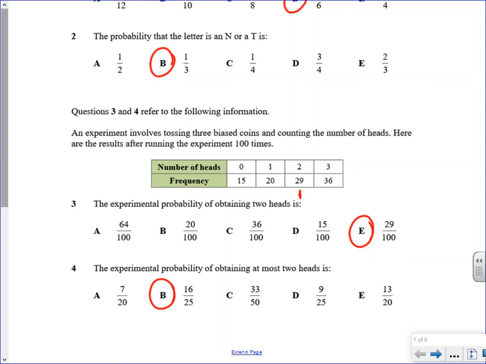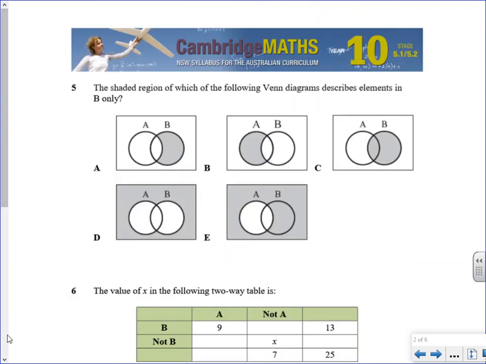So going on to the next page, now we have the shaded region of which the following Venn diagrams describes elements of B only. So we're just saying, well, which of the Venn diagrams shows us B only? Well, the answer is going to be A, but let's go through and see why the others aren't the case. We're looking at option B. We see that the B circle isn't shaded in at all. In fact, that's going to be A only, because we see that it's shaded in the A circle, but it's not shaded in the B circle at all, and nor is it outside, so it's only in the A's.